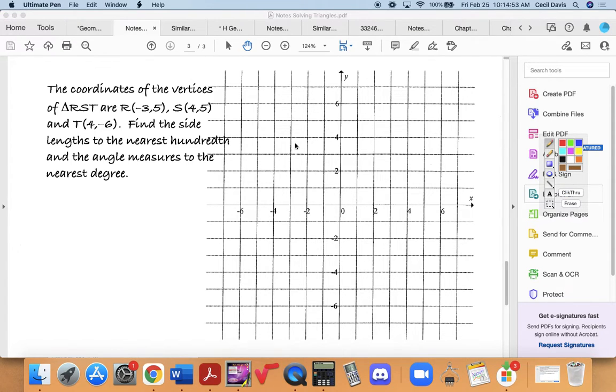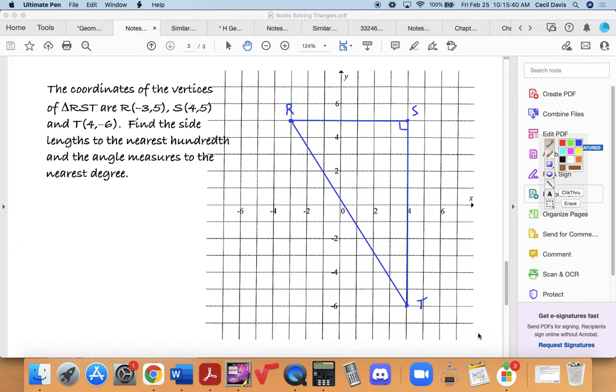So R is at negative 3, 5. S is at 4, 5. And T is at 4, negative 6. These will always be right triangles, and because I'm a nice guy, one of them will always be horizontal and one side will always be vertical. I could give you one where it's a right triangle, but it's like, turned sideways or something.